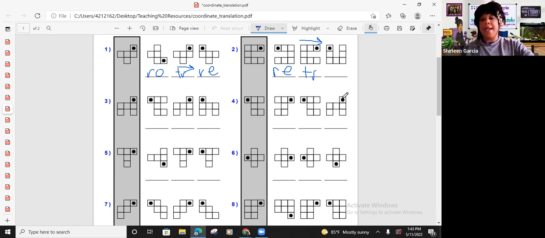All right, now look at my pencil. Whoop, fell on its side. Is that a reflection, a translation, or a rotation? Look at my pencil. Yes, it's rotating. Good job.